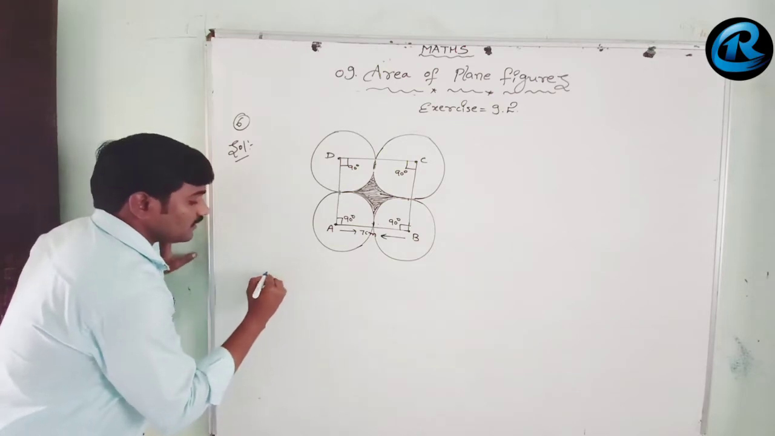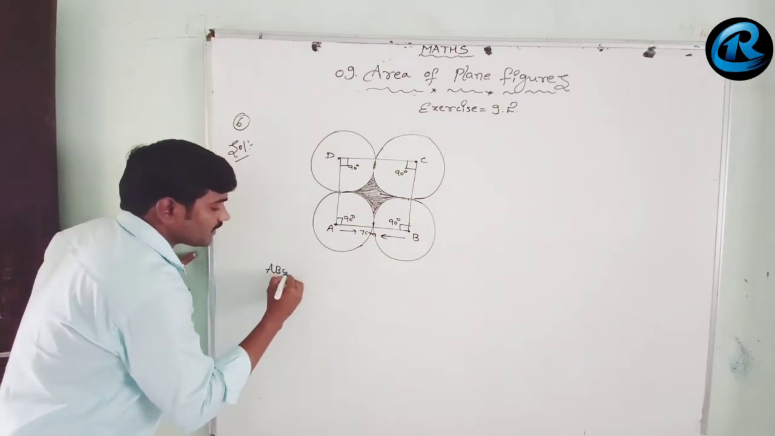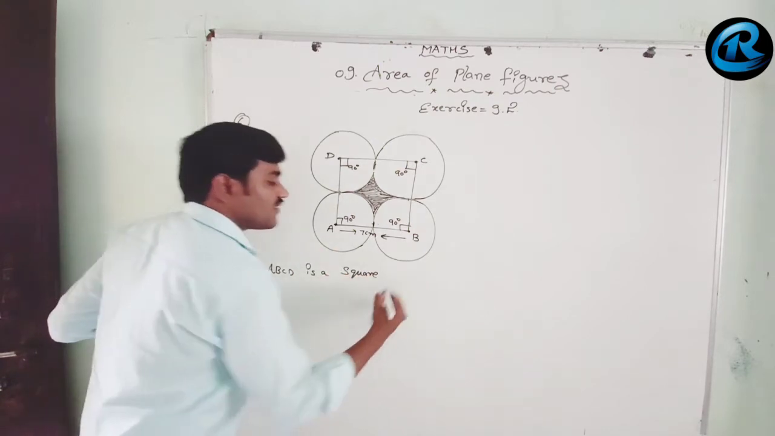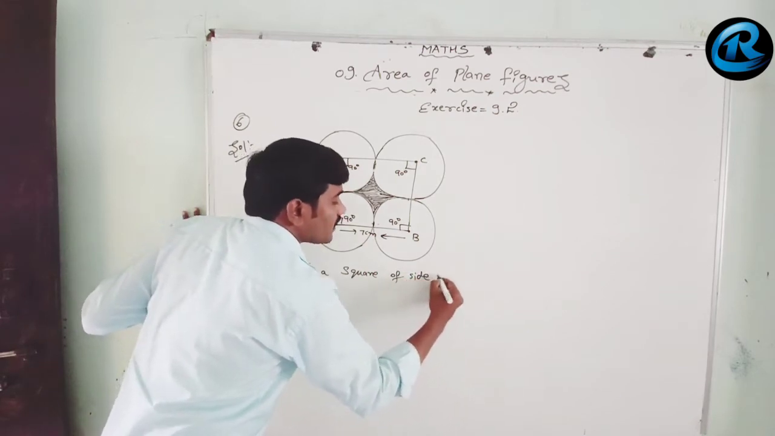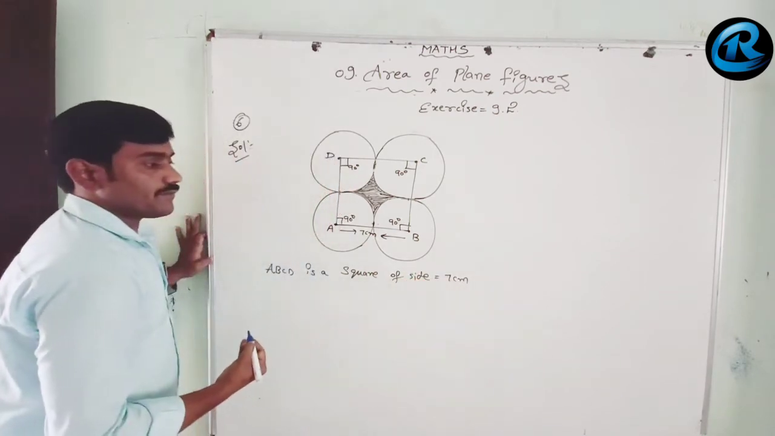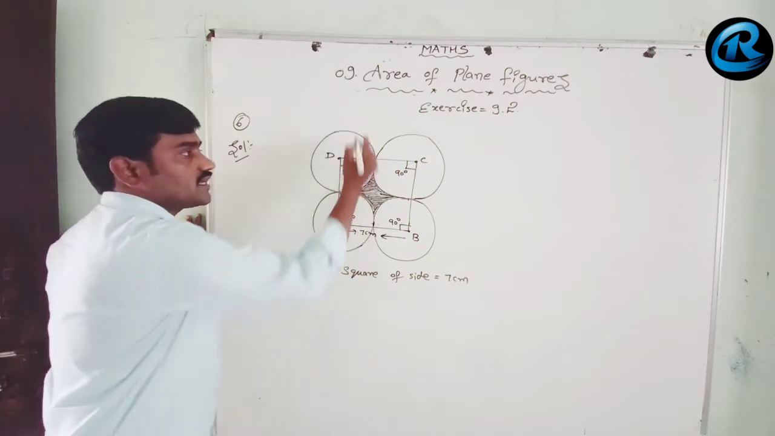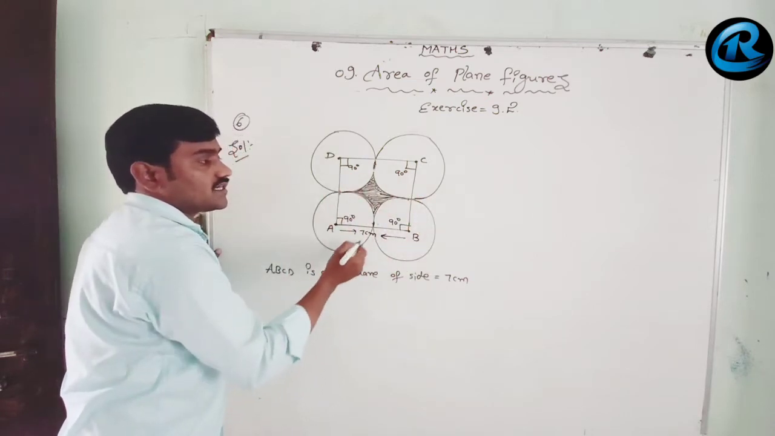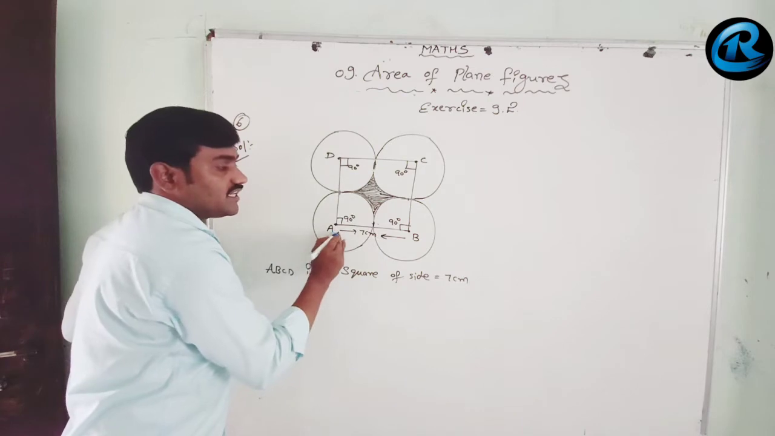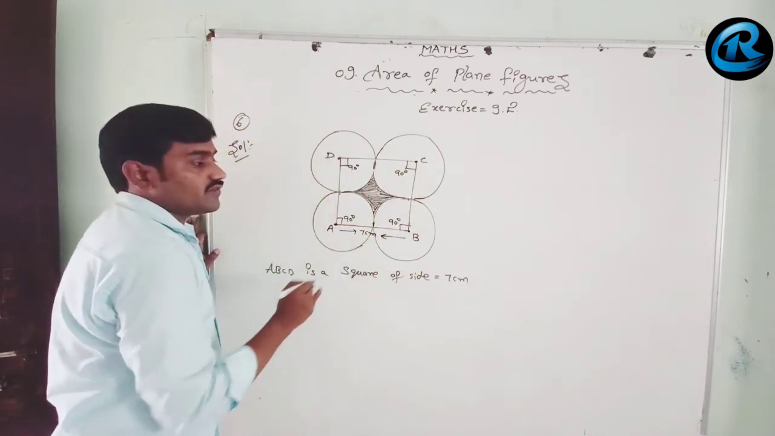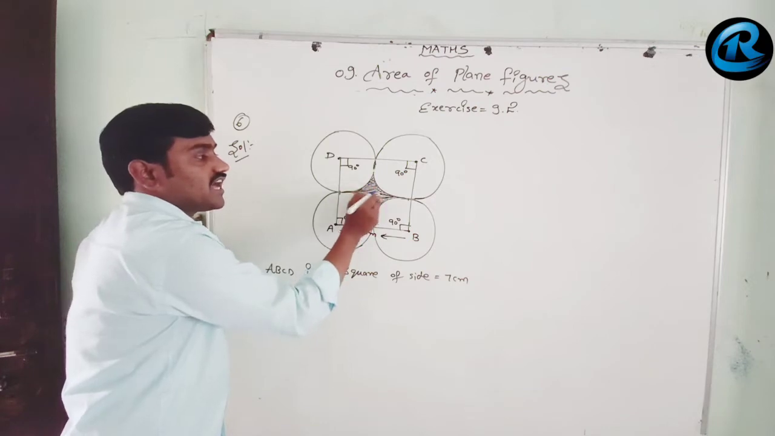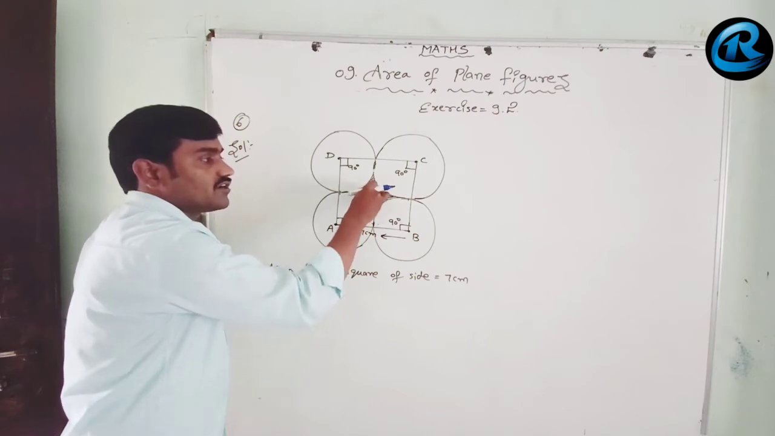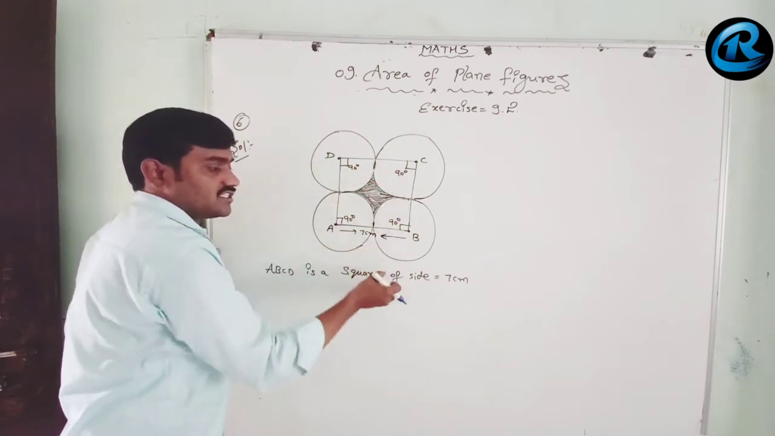See, here given that ABCD is a square of side equal to 7 centimeter, and there are 4 circles touching externally, with the centers at the vertices of the square ABCD. So here there is an uncovered place by these 4 circles. So this is the uncovered place by the circles. That is the shaded region we need to find out.